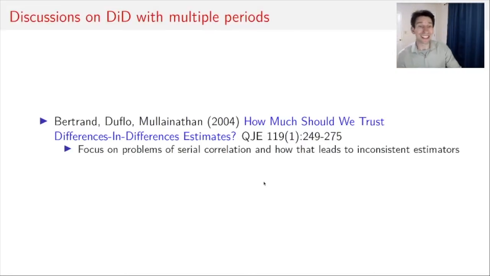So the first one is a discussion that started with Bertrand et al. in 2004 with a paper in the QJE called How Much Should We Trust Differences-in-Differences Estimates? The problem that they point out is that when you have differences in differences in multiple periods, you can have serial correlation between the periods, and the classical diff-in-diff regression specification does not account for this serial correlation, and so it leads to inconsistent estimators.